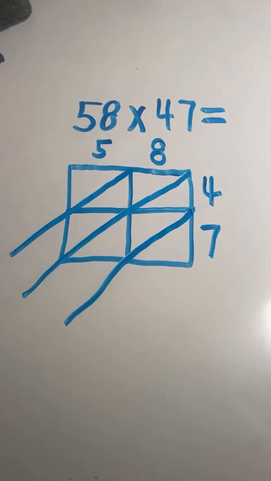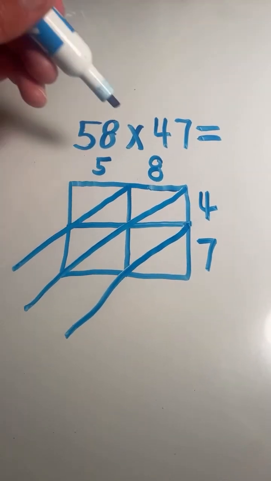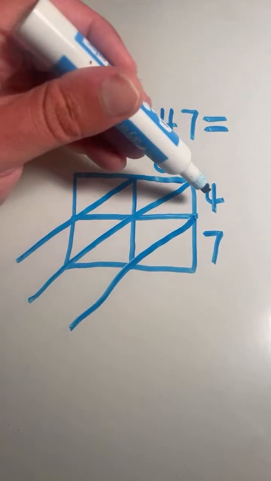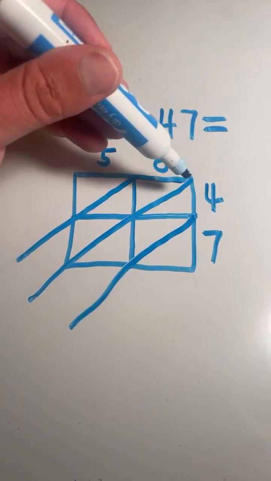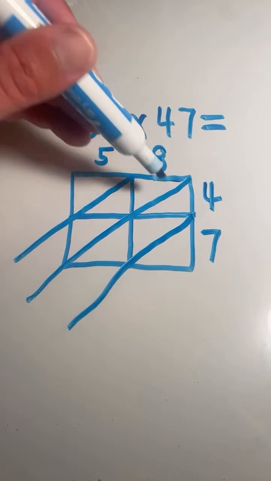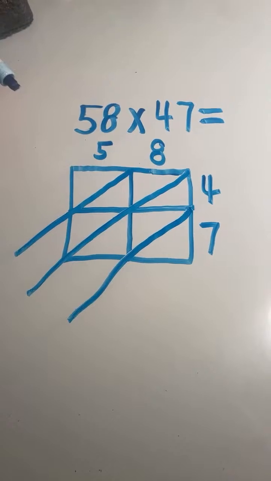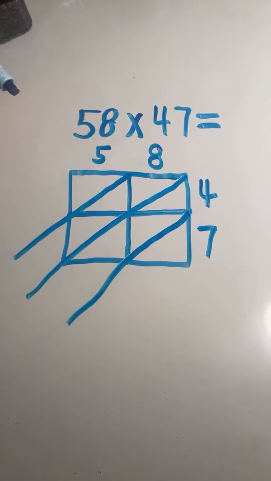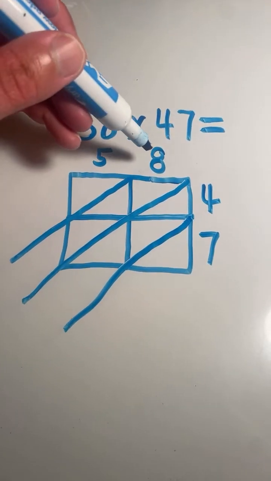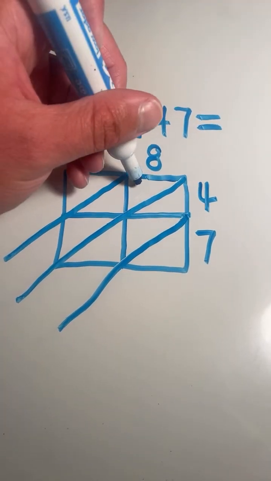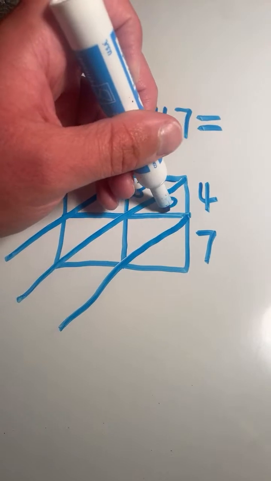All right, we are now ready to multiply. So we're going to start off by multiplying 8 times 4. The answer to 8 times 4 is going to go in this top square here. And each digit's going to go in a separate triangle. Shout out to the person that hit the like button. I appreciate you. 8 times 4 equals 32. So 3 in the top triangle, 2 in the bottom triangle.